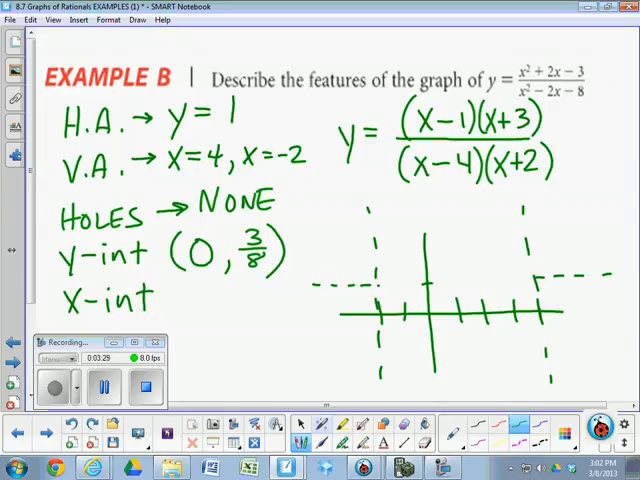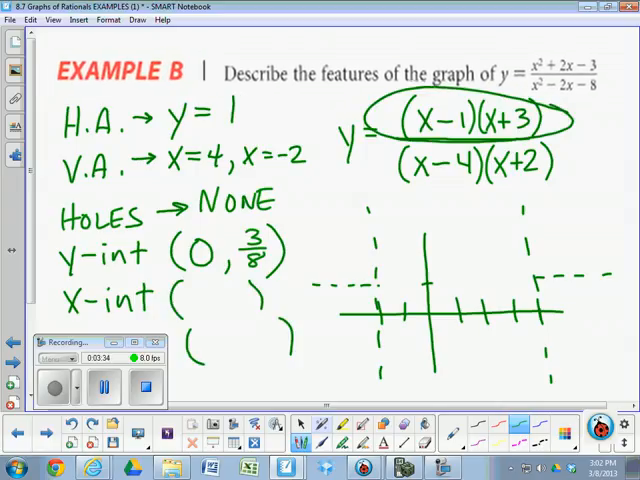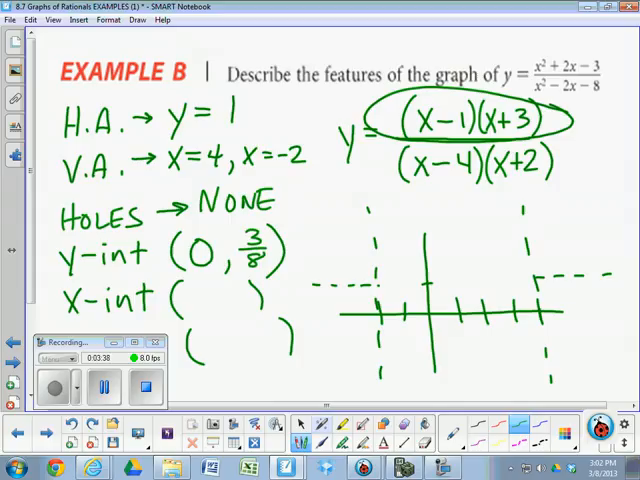Finally, for x-intercepts, are there any values for x that could create 0 up top? That's not a problem. You can have 0 on the top. What are they? 1 would produce 0 on top, and negative 3 would produce 0 on top. So those are the x-intercepts of that equation. There would be 1 way over here, 1 there, 1 at 1. Graph it, see if it has those features, and enjoy.